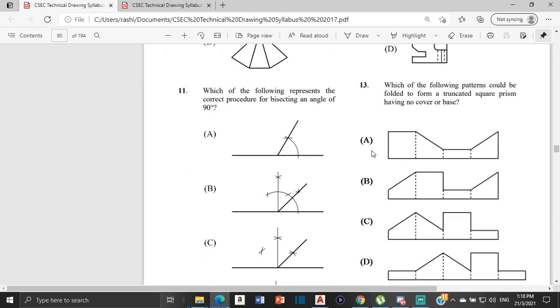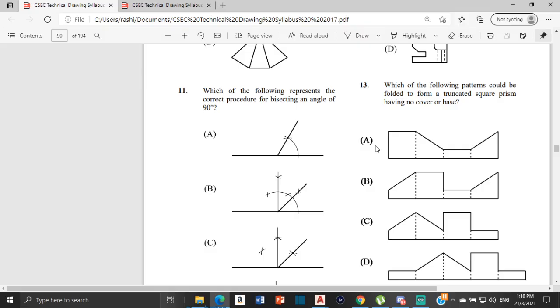So number 13 here, which of the following patterns could be folded to form a truncated square prism having no cover or base? Now this is a surface development drawing, and we do have a surface development playlist on the channel that you can watch if you're interested in that topic, or if you're doing that topic right now in school. And so this is asking us which of the following patterns could be folded to form a truncated square prism having no cover or base.